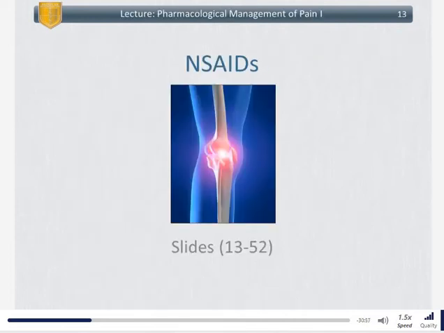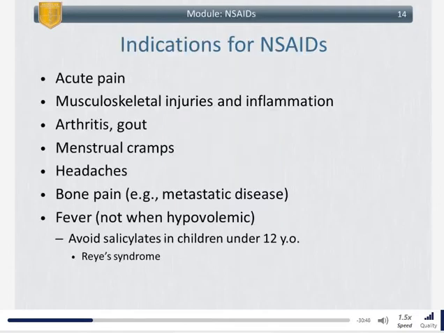Okay, let's dig into some of the different drug classes. So let's talk about anti-inflammatories. So what are their indications? Acute pain, musculoskeletal pain, arthritis, including things like gout, menstrual cramps, headaches, bone pain. They may be more effective for the bone pain of metastatic disease than opioids. Fever, big note there when the patient is not hypovolemic. That's a really important point to know, right?